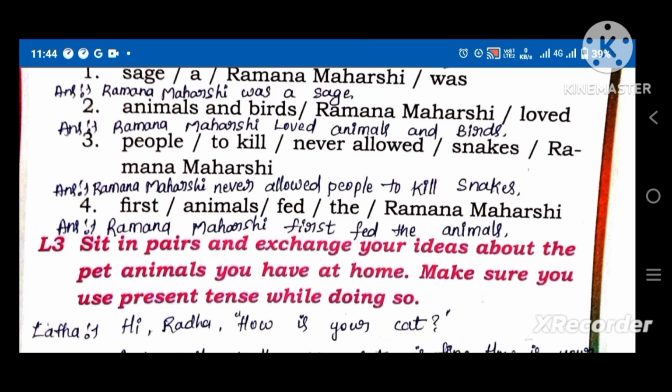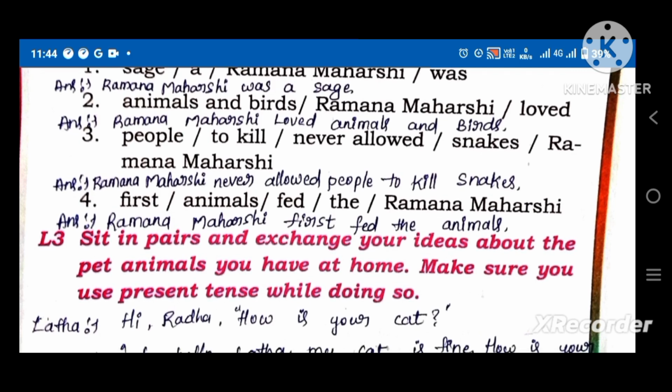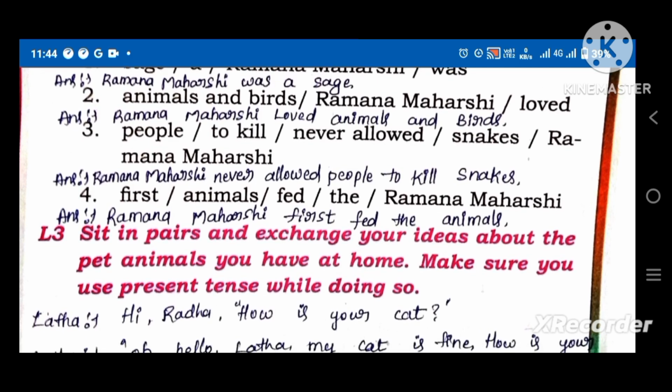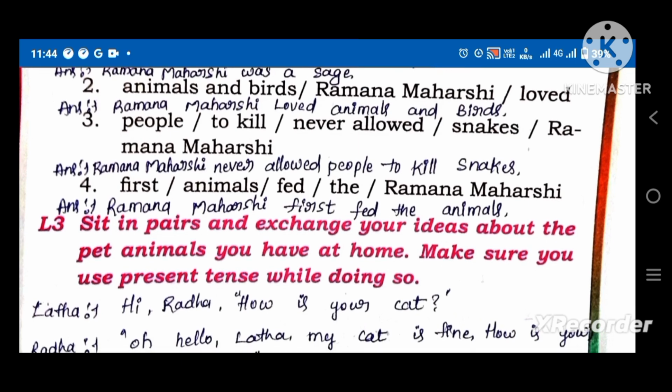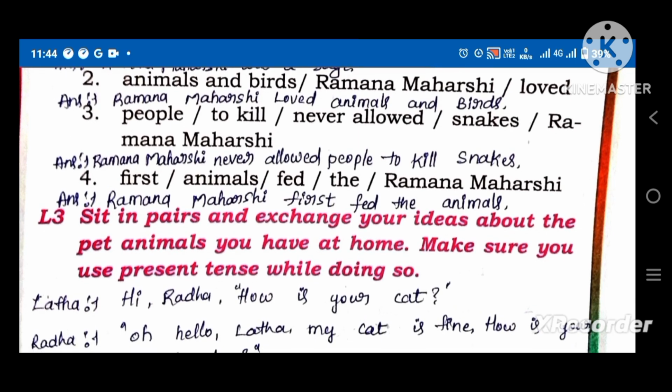Third main: Sit in pairs and exchange your ideas about the pet animals you have at home. Make sure you use present tense while doing so.